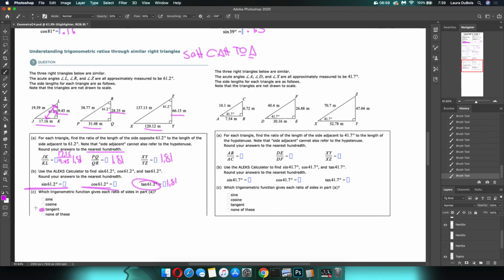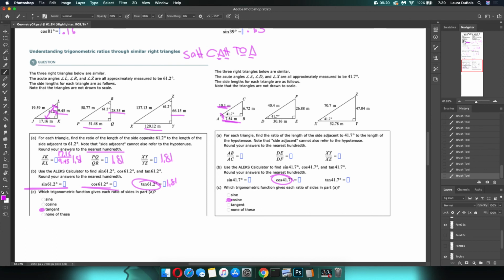Same thing over here, so let's see here, AB over AC, and then there's my angle. So this is adjacent, and that's the hypotenuse. Adjacent and hypotenuse, I know that this is going to be cosine. And I'll leave you guys to figure out the actual calculations on the calculator, but it's pretty straightforward.